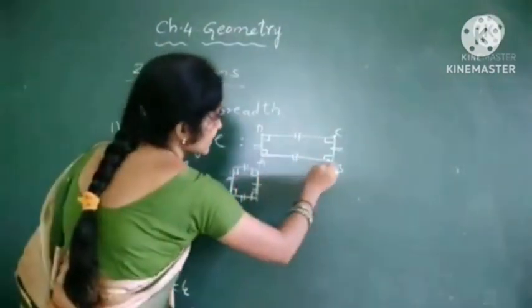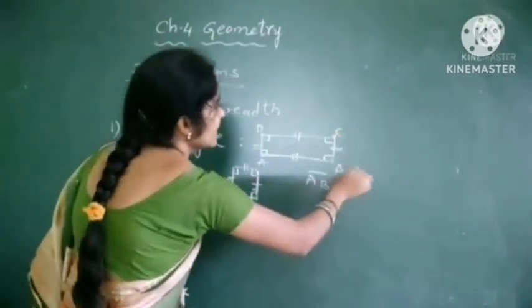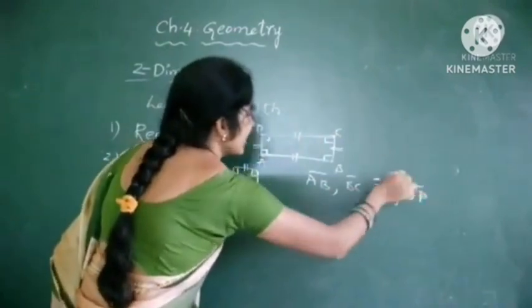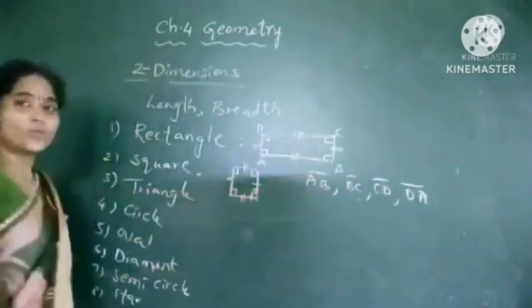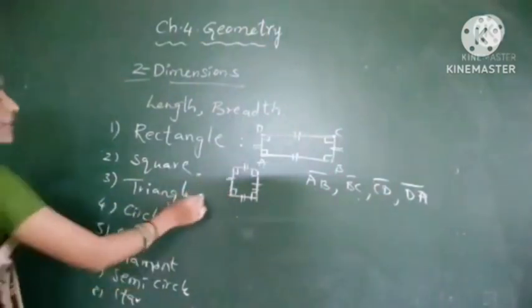Sides. This is a side. AB is a side. BC is a side. CD is a side. DA is a side. It has 4 sides, meaning it has 4 line segments.